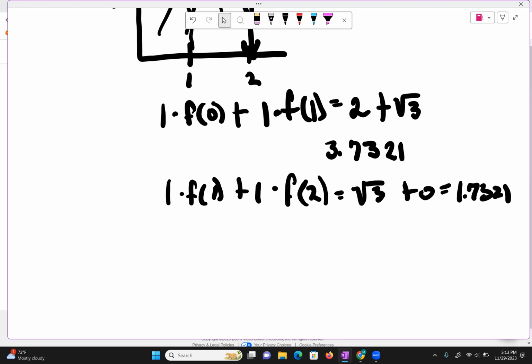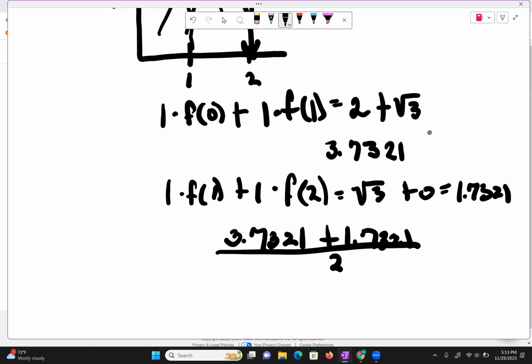So in this method, we take the 3.7321 plus the 1.7321, add it together and divide by 2, and this gives us 2.7321 square units.